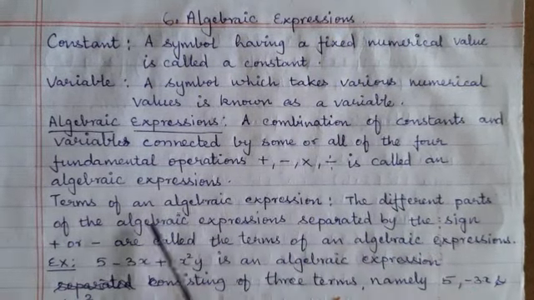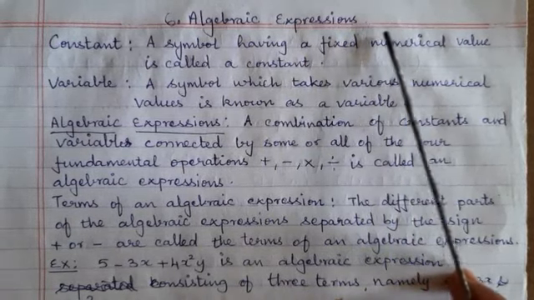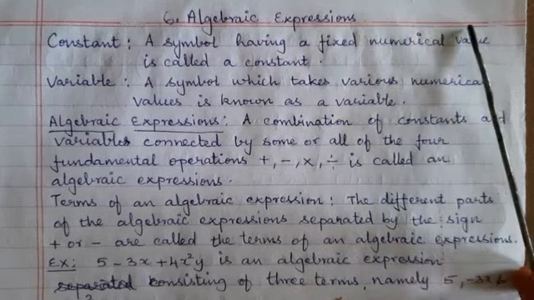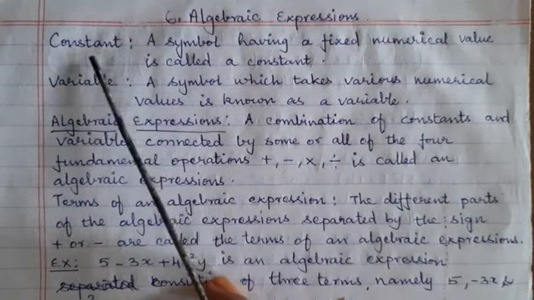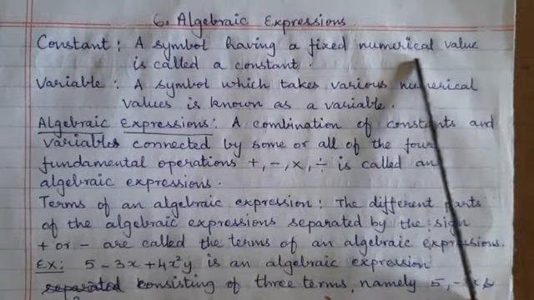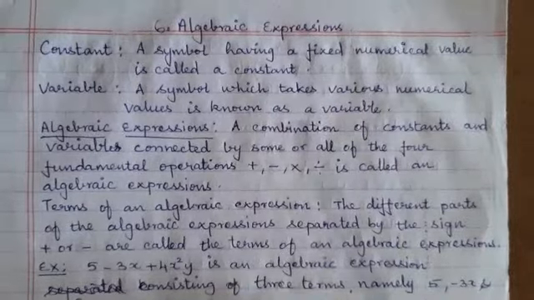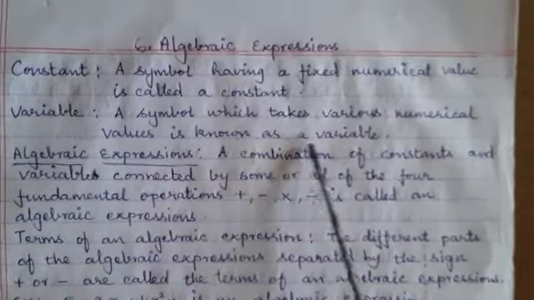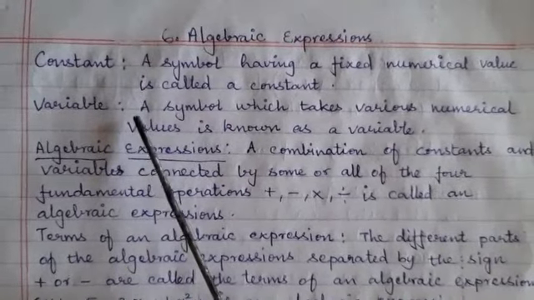In our previous class we have studied about algebraic expressions and addition and subtraction of these algebraic expressions. Once again we recall the definitions. Constant: a symbol having a fixed numerical value is called a constant. Variable: a symbol which takes various numerical values is known as a variable. Already you have learned these two definitions in previous classes.